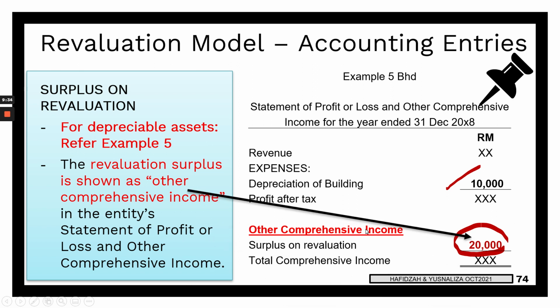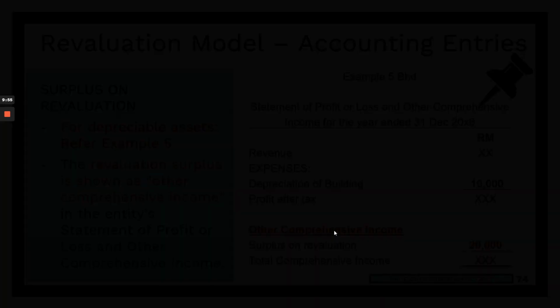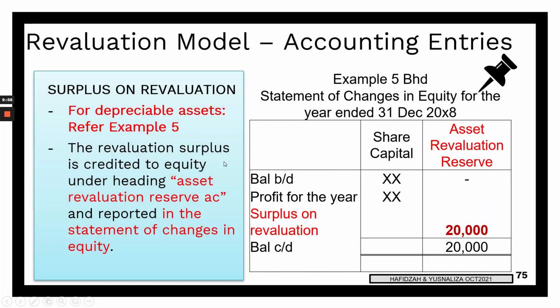So you have to include them under other comprehensive income, and the surplus on revaluation is for surplus of the building. And in the earlier part here, this is also for building. So a separate asset revaluation reserve account shall be maintained for separate asset. Next would be the presentation in the statement of changes in equity. You can see the surplus presented in the asset revaluation reserve heading in the statement of changes in equity.